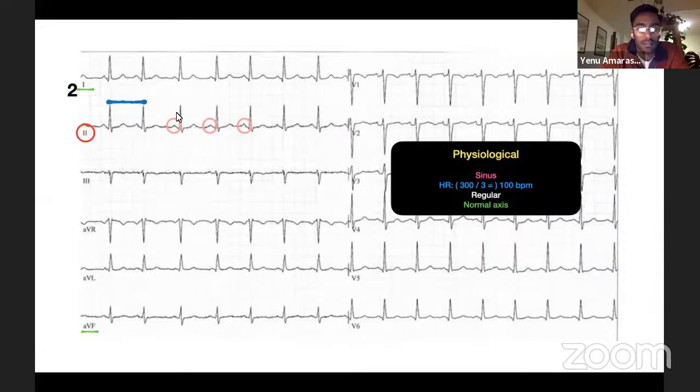Next, you will assess the regularity of it. So apart from this slight lengthening, the rest of them still tend to follow 3 or just slightly above 3 large boxes, so it can be deemed regular. And finally, you would assess the axis. By that, you would assess lead 1 and lead aVF again.